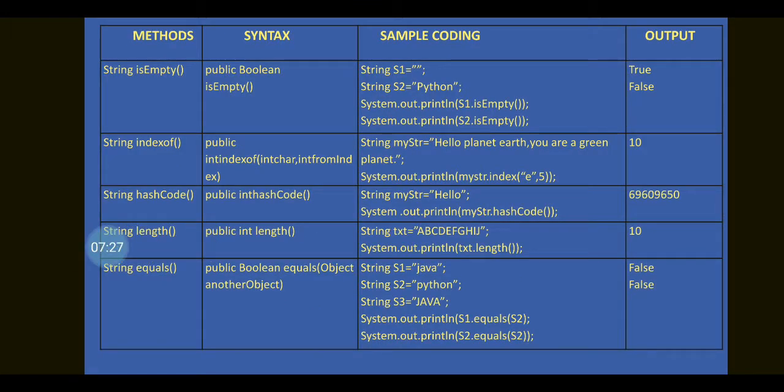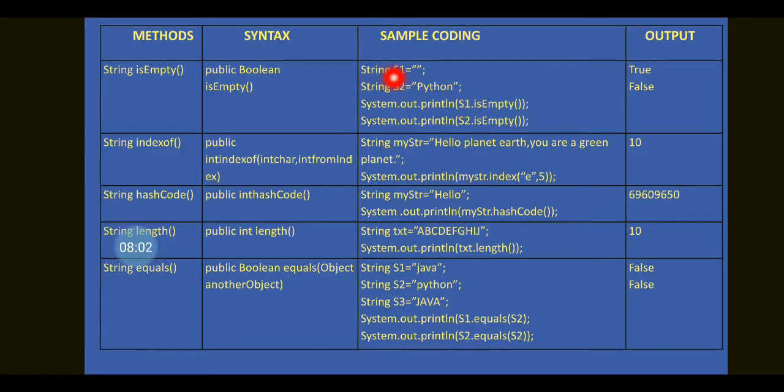Let us now discuss the various string methods. Now we are going to discuss various string methods in Java. So let us consider the first method, string isEmpty(). The isEmpty() is the method which will return either true or false as a result, because the syntax says public boolean. If the particular string object contains no value, then it will return true as a result, otherwise it will return false.